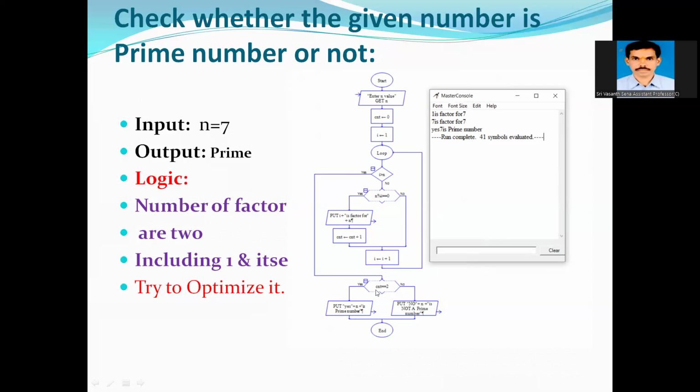At the end of this one, I am checking whether the number of factors is 2. If the count value is 2, then I am telling n is a prime number. In the remaining cases, n is not a prime number. So this is my output.